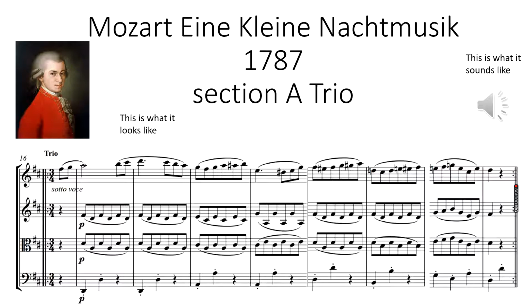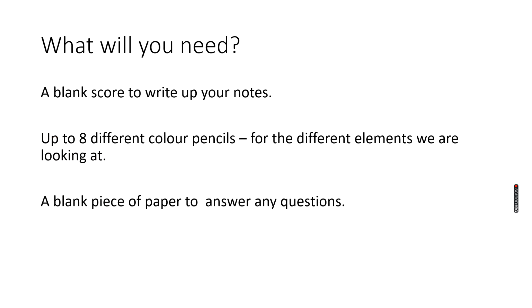Welcome to Mozart's Eine Kleine Nachtmusik, Section A of the trio analysis. What you'll need before starting is a blank score of this section for you to write up any notes. Eight different colours ideally, so when you're making the notes for the different elements we're going to be looking at, as well as it looking lovely and colourful, it's going to help you when you're revising.